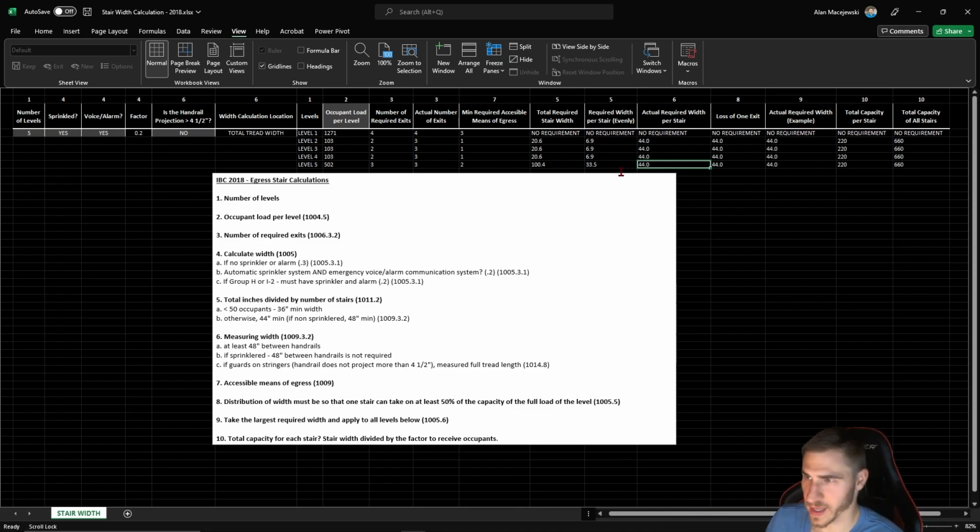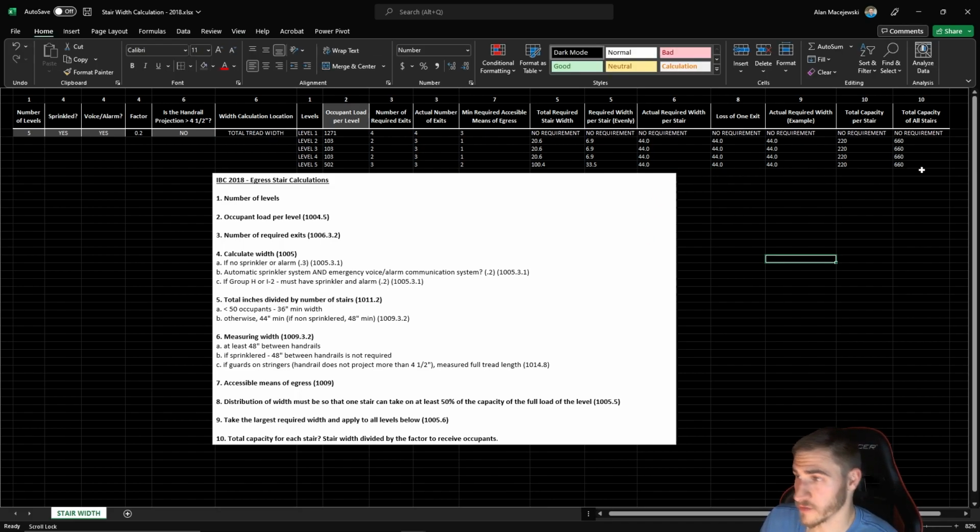And obviously they can take on a lot. Let's see how many they can take on actually. If you look at the very end, it's going to say, okay, well, that's the total capacity for all those stairs, but the total capacity per stair is just going to look at each one of these minimum required stairs, basically evenly distributed, and say, okay, based on that, how many can they hold?